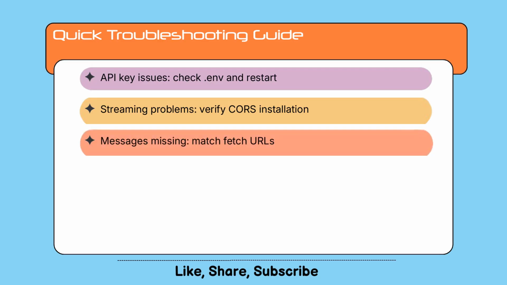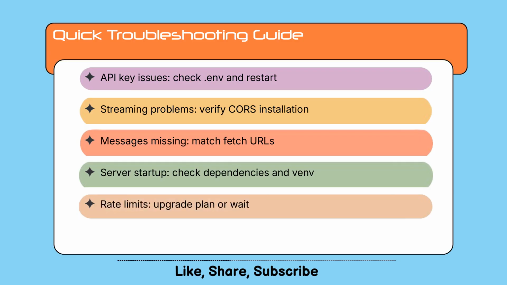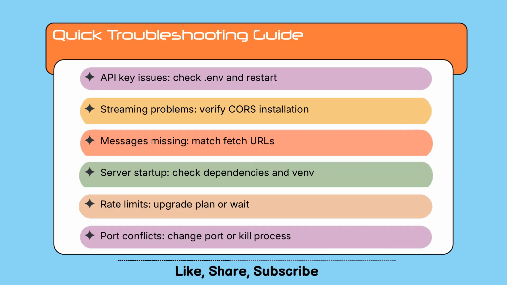Messages not appearing? Verify your fetch URL matches your Flask route. Server not starting? Ensure all dependencies are installed and you're in the virtual environment. Rate limit errors? You might need to upgrade your OpenAI plan or wait a bit. Port already in use? Change the port number in app.py or kill the process using that port.